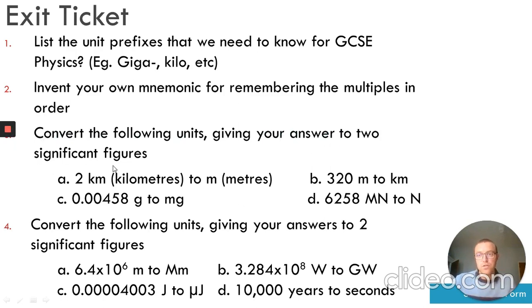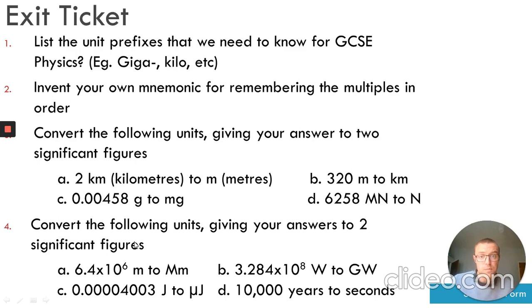Number 3, sorry, it's covered up by this box, but number 3, convert the following units, giving your answers to 2 significant figures. So convert 2 kilometres to meters, 320 meters to kilometres, 0.0458 grams to milligrams, 6,258 meganewtons to newtons.